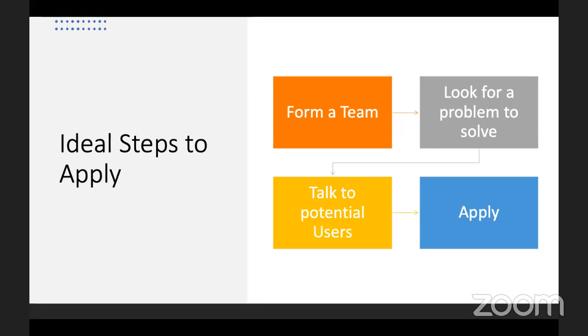So the first step is to form a team and then look for a problem to solve. I'll do a little bit of explanation on how you could look for a problem to solve. This is basically based on some Y Combinator material, which I can explain down the line. And then we also strongly suggest, before you actually send in your application, to talk to potential users so that you can verify your hypothesis a bit more, and then you apply for YGC.